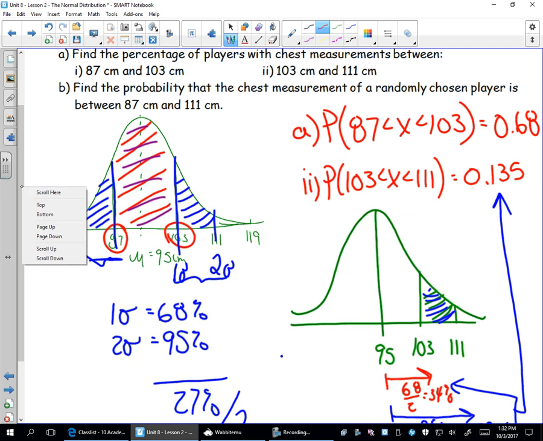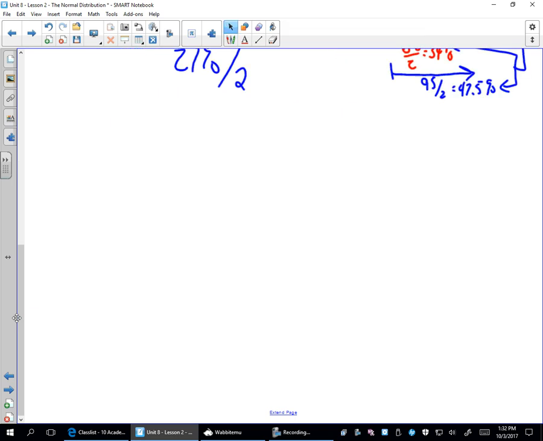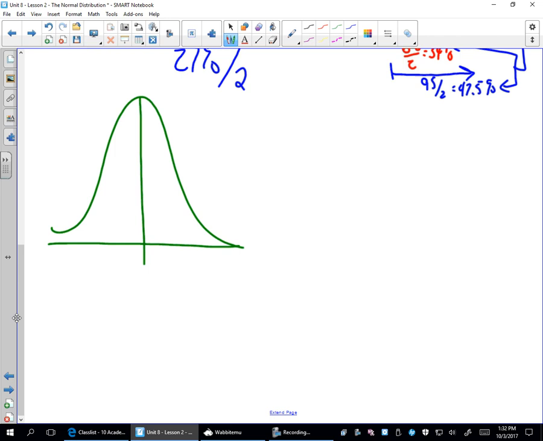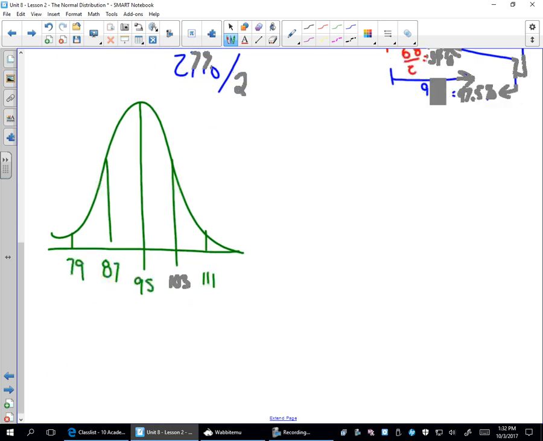87 and 111. Okay, so I'll draw my picture again real quick. We'll get real good at drawing these pictures. Curve, middle, 95. One standard deviation is 103, 111. One below is 87, and 79. And I want, in part B here, between 87 and 111. So 87 up to 111.